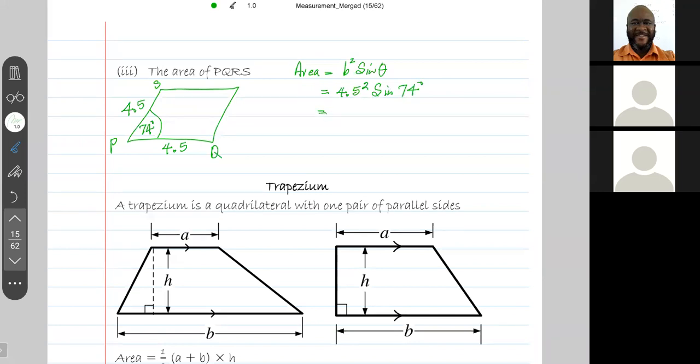The area, so let's find this out. So the area is 4.5 times 4.5, the sine of 74 degrees, close bracket, and this is saying that the answer is 19.5 meters squared. I think it's meter.